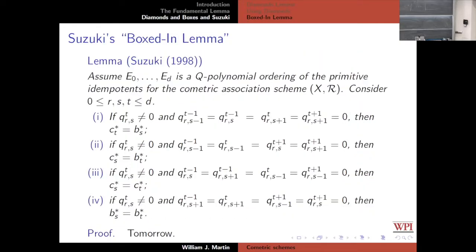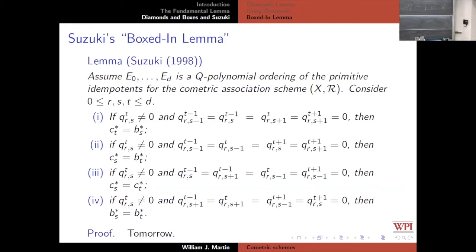So the next tool, which I'm going to prove with scaffolds tomorrow, is the boxed-in lemma. And again, I want you to believe the picture on the next slide and not the precise statement. Okay? The boxed-in lemma says if I have a non-zero prime parameter, and among the 9 things around it in this array, inside LR star, I have something non-zero, that is a black box, and among the 8 things around it I have 4 zeros, then some two entries of the Krein array are equal.